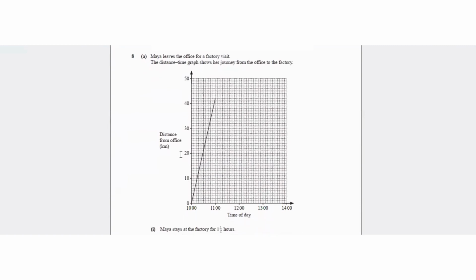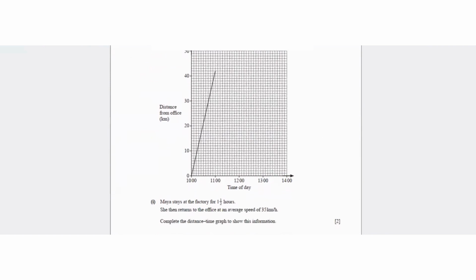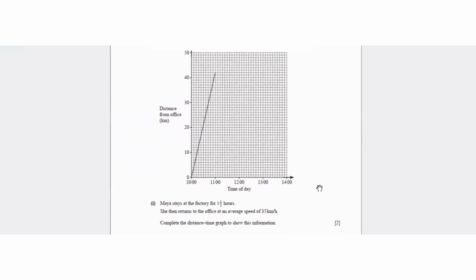Then the next question says that Maya leaves the office for a factory visit. The distance time graph shows her journey from the office to the factory. Maya stays at the factory for 1.5 hours. She then returns to the office at an average speed of 35 kilometers per hour. Complete the distance time graph to show this information.